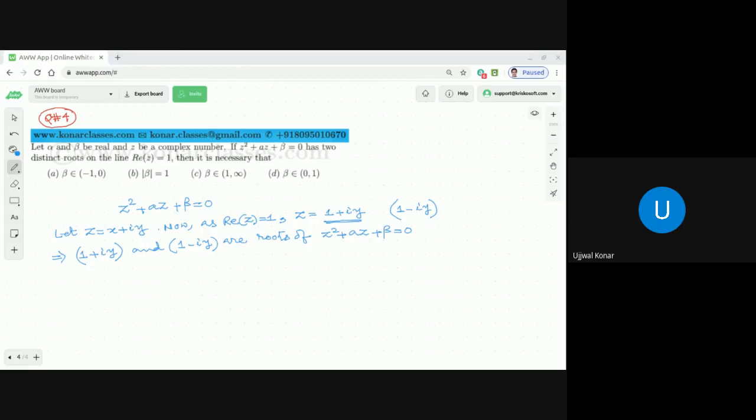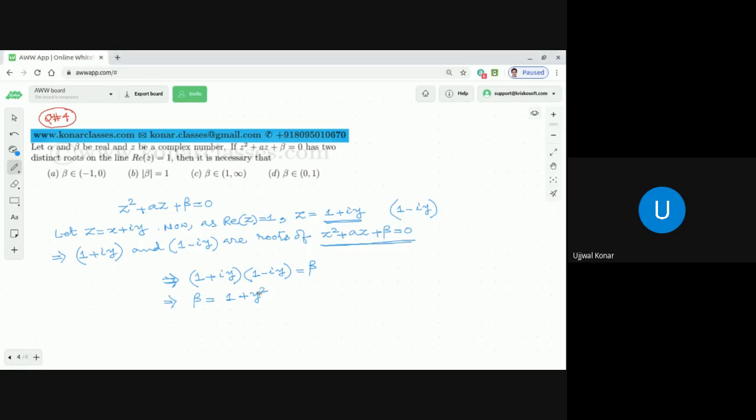Now, if you look into this, we know the product of the roots is equal to beta, na? If you look into this equation, the product of the roots is beta. Correct? Yes. So the product of the roots is beta means we can write 1 plus iy into 1 minus iy is equal to beta. So this implies beta is equal to 1 minus i square y square. That means 1 plus y square.